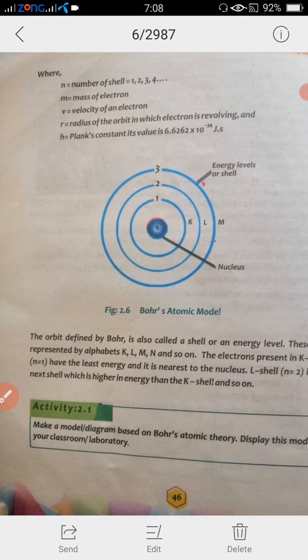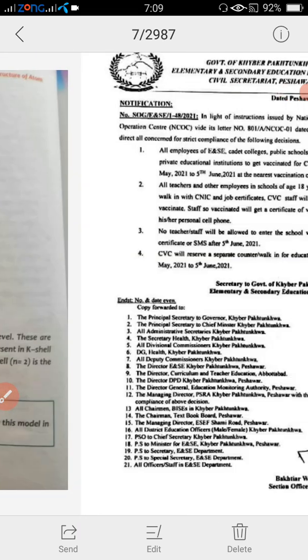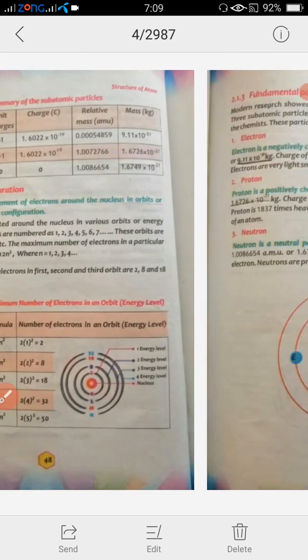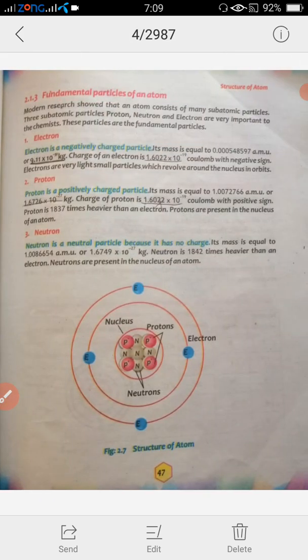Now students, move to page number 47, fundamental particles of atom. The word fundamental means the basic particles of the atoms, and we know that the atom has three main particles which combine and form the atom. The atom consists of electron, proton and neutron. These are also known as the subatomic particles.